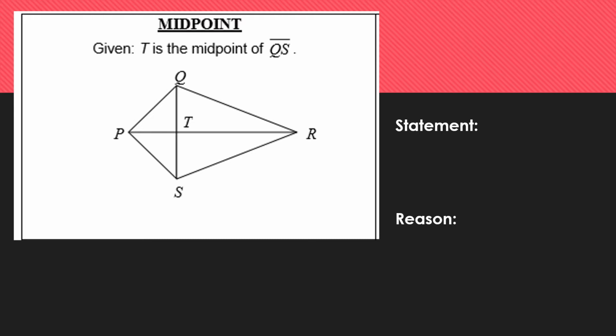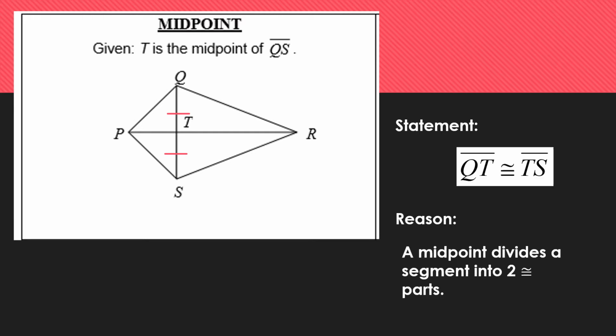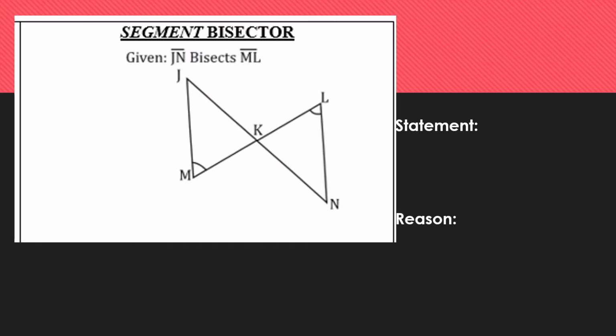When you're given a midpoint, you should know that it's going to be in the middle of two things. So in this case, if T is the midpoint of QS, that would mean that segment QT and segment TS are congruent. So we would have that piece of information, and the reason is because a midpoint divides a segment into two congruent parts. But you just need to be able to label it at this point.